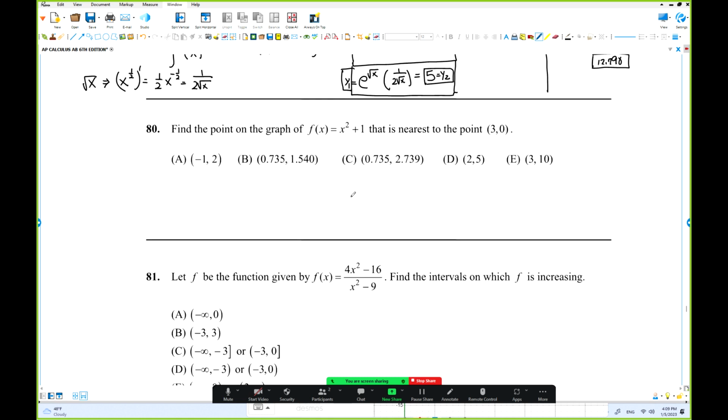Okay, number 80. Find the point on the graph f of x equals x squared plus 1 that is nearest to the point 3, 0. What is y equals x squared plus 1? This is the graph of y equals x squared plus 1. This is the graph, right?